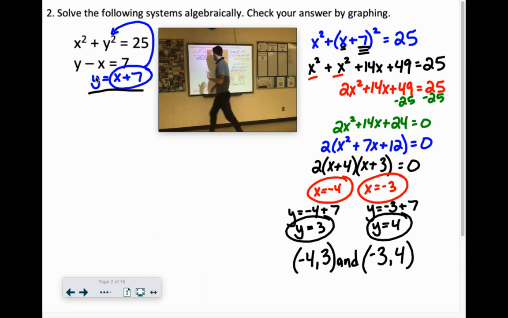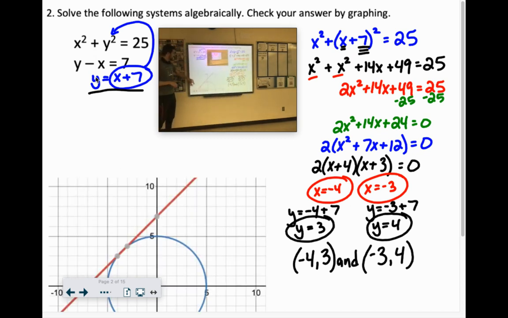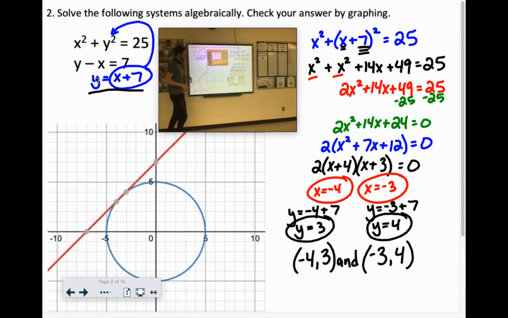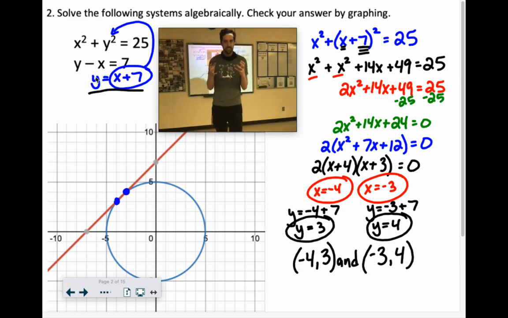Now let's see what the graph on Desmos.com said. I know I put it on here. There we go. Let me scooch it up a little bit. So it said that we intersected at negative 4, 3. Nice. And negative 3, 4. Boom. Those are the only points of intersection. Don't you just feel so smart right now?